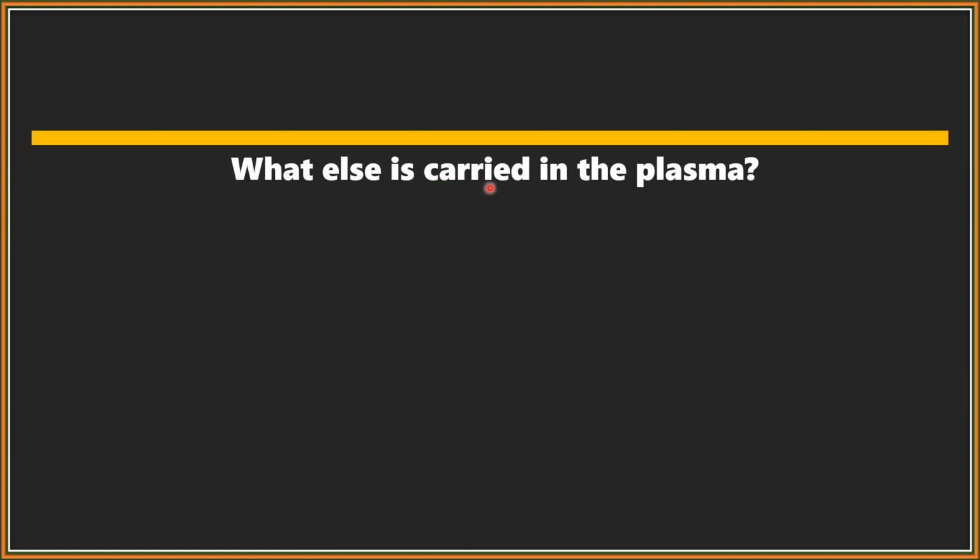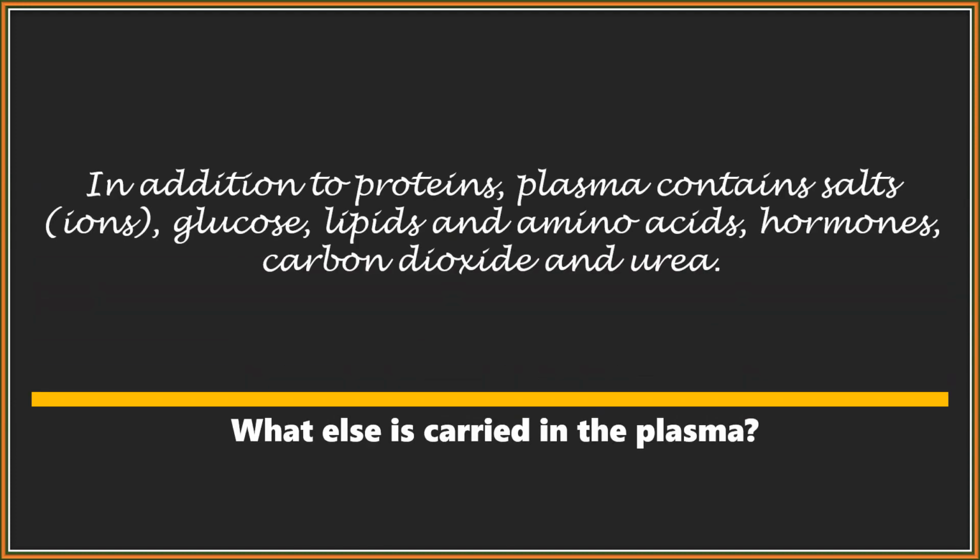What else is carried in the plasma? In addition to proteins, plasma contains salts, ions, glucose, lipids, amino acids, hormones, carbon dioxide, and urea.